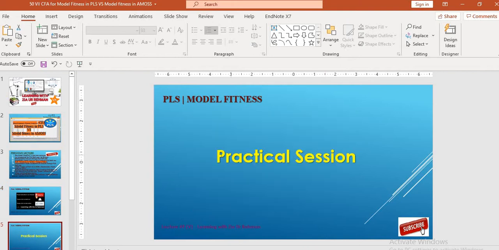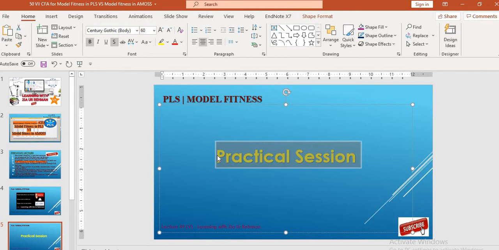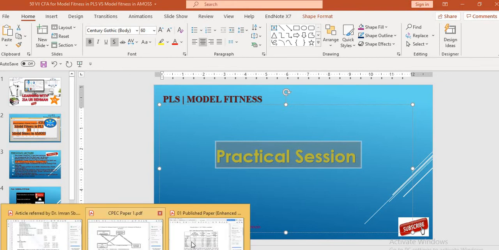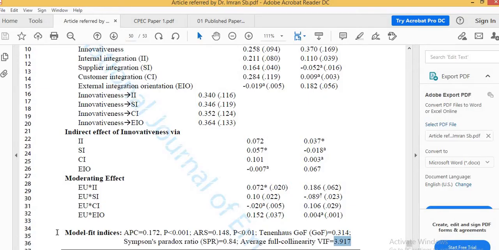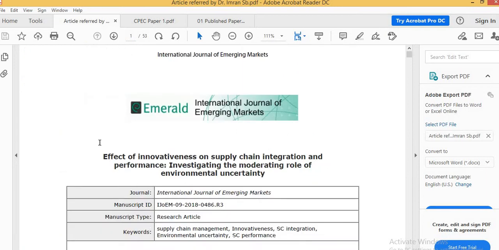Today's session is totally a practical session. So I have different case studies for you. Just for example, this is the model fitness which is reported by the authors in their paper by using PLS. Page 24.